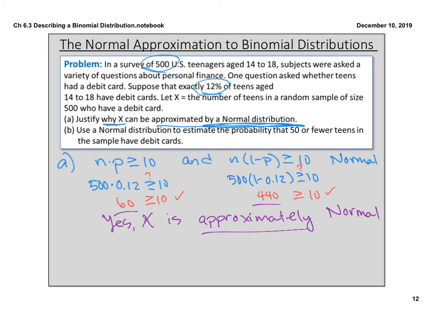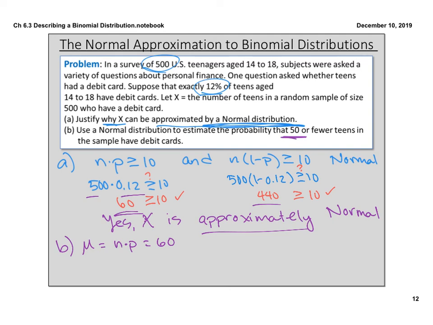So then it says use a normal distribution to estimate the probability that 50 or fewer. So now we're going to do the same calculation that we just did in the last example, but we're going to use normal CDF instead. So our normal CDF is going to look like, we've got a mean. We need a mean. And we just did the mean up here. n times p, 500 times 0.12, which gave us 60. So we know our mean is 60.